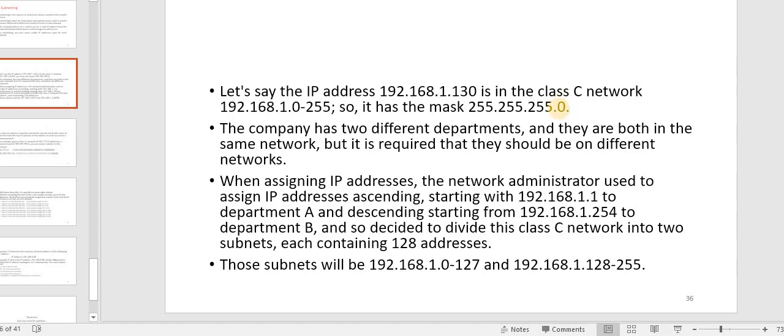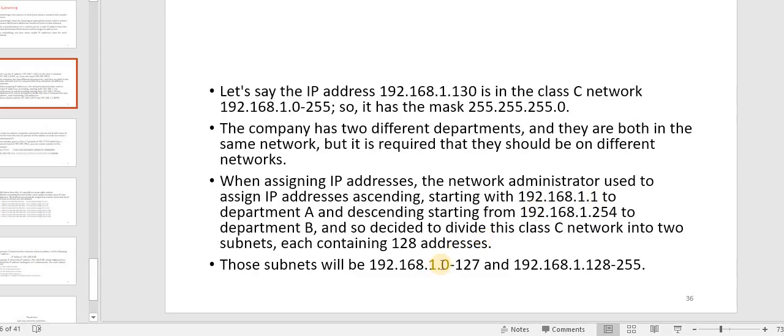So totally we can have 2 raised to 8 hosts or IP addresses in a network. So when you divide that into 2, assigning computers in the first network starting from 1 and in the second network starting from 254, we will have 2 subnets, which will be from 0 to 127 for subnet 1 and from 128 to 255 for subnet 2. Now we said the network administrator assigns IP addresses starting with .1 to department A. Why are we saying .1? Why don't we say from the 0?